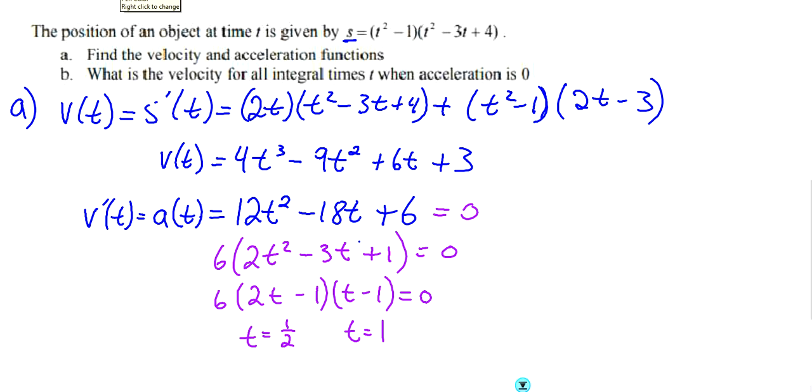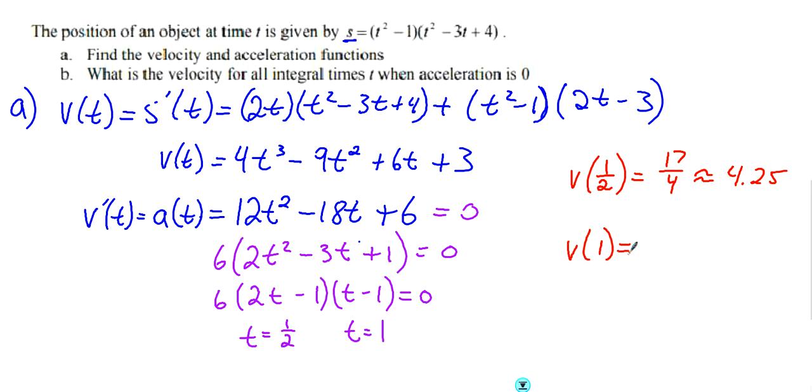Okay, so now the next part, since those are the times when my acceleration is 0, we want to know what is the velocity when that happens. So we use our velocity equation and find v of 1/2. We plug it in and we get 17 over 4, or approximately 4.25. And then we plug in 1 and we get 4. So these are my velocities when my acceleration is 0.